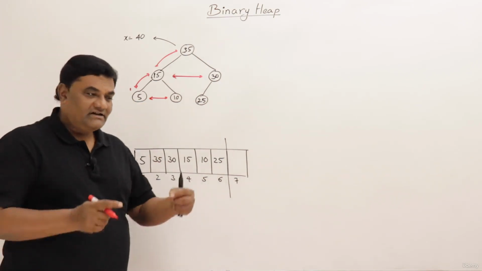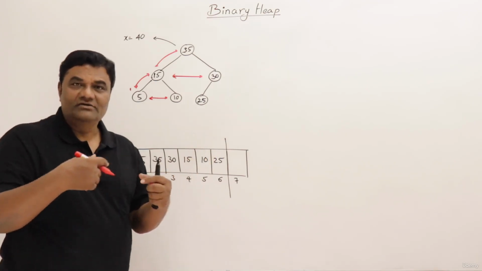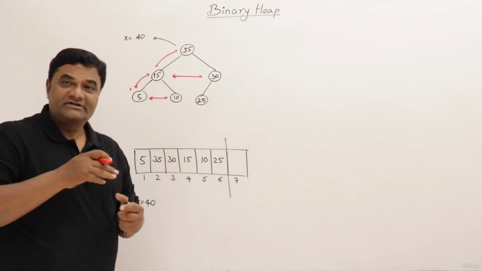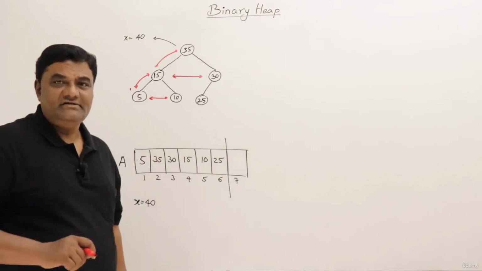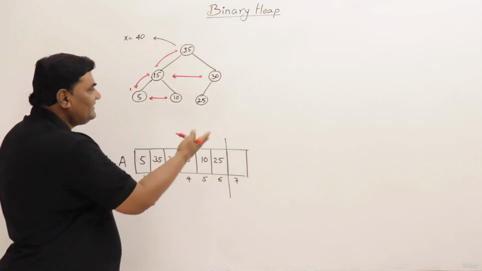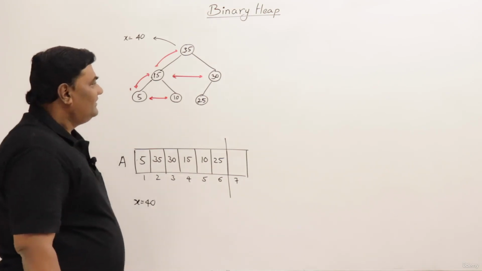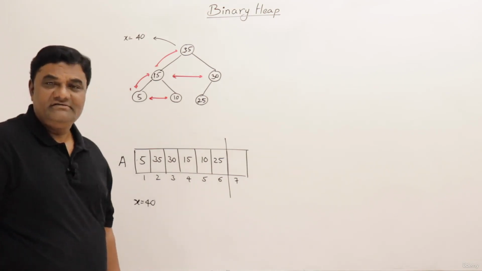So the procedure was compare the children. First find out which child is greater. Then compare with the element. If the element is smaller than any of the child, then interchange with that child. So now it is perfectly adjusted. It is forming a heap, max heap once again.